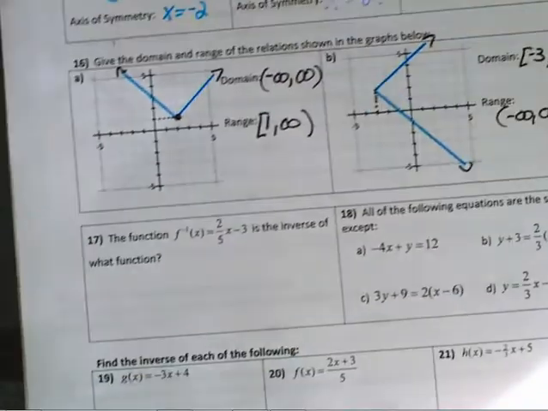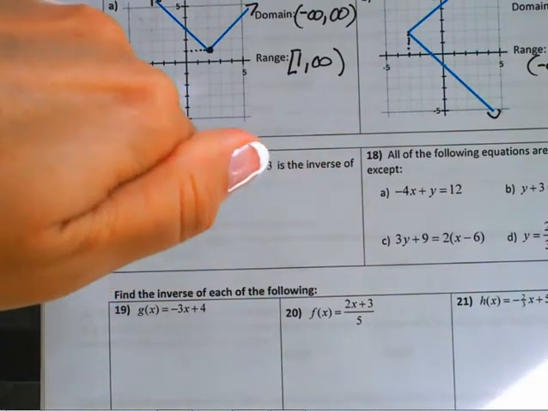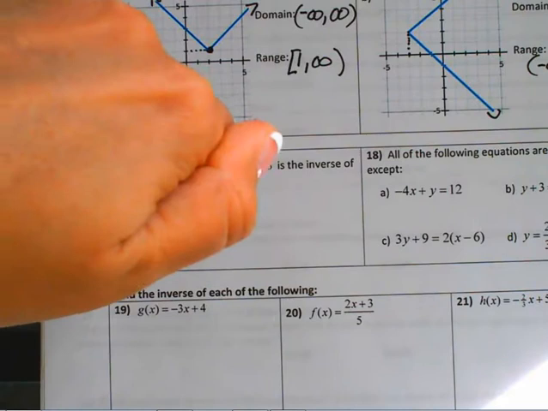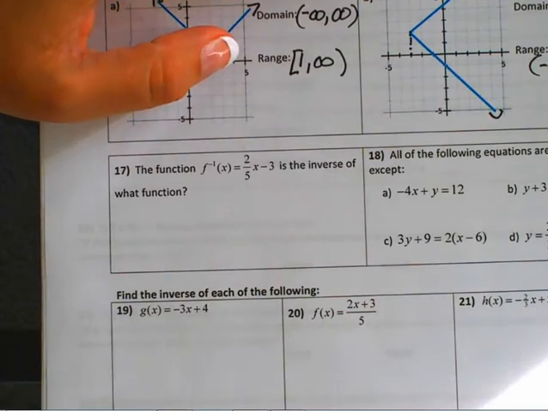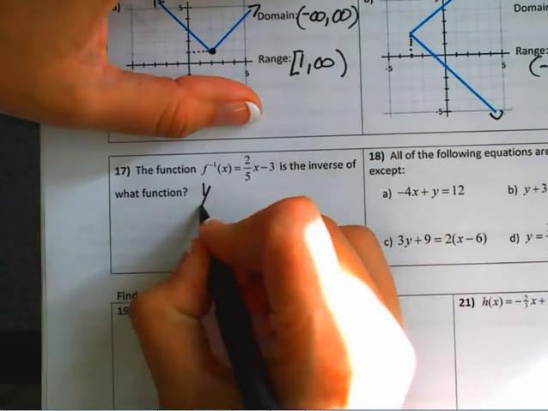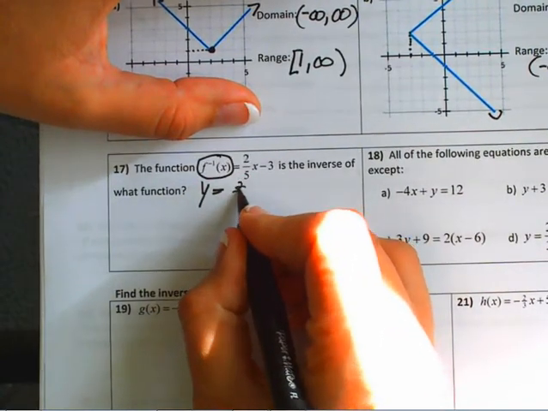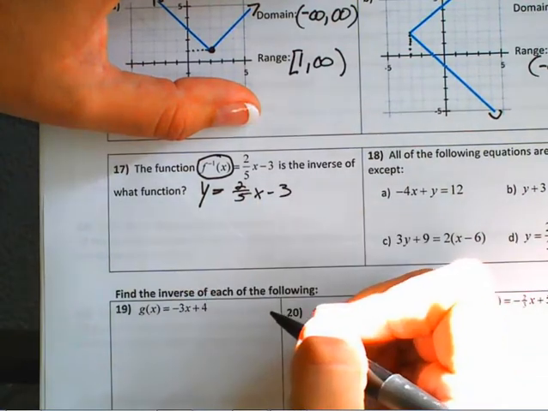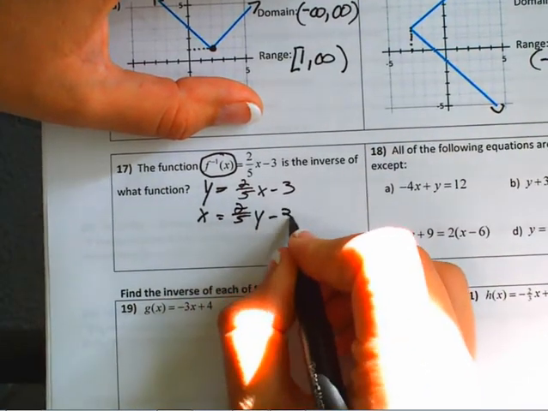Okay. Next, the function f inverse of x equals 2/5 times x minus 3 is the inverse of what function? Well, what it's asking you is, what is the inverse of this function? Well, the inverse of this function is going to be the inverse of this inverse function, which is kind of confusing. So whenever you see inverse, you just need to switch x and y. So we're going to do y equals 2/5x minus 3. I'm going to switch my x and y. x equals 2/5y minus 3.